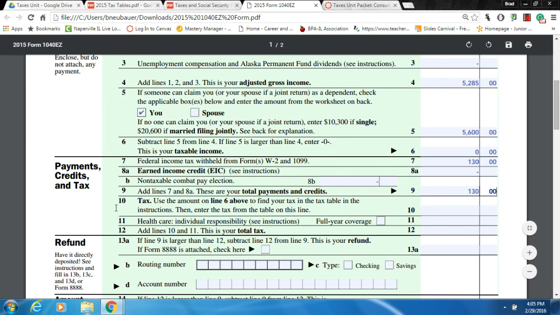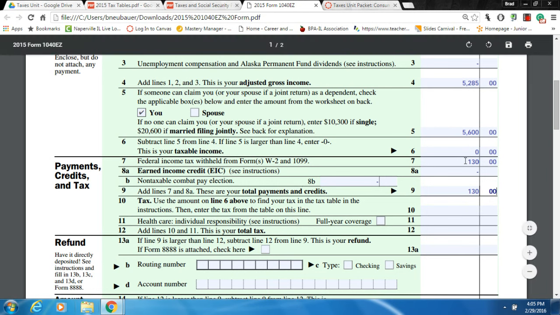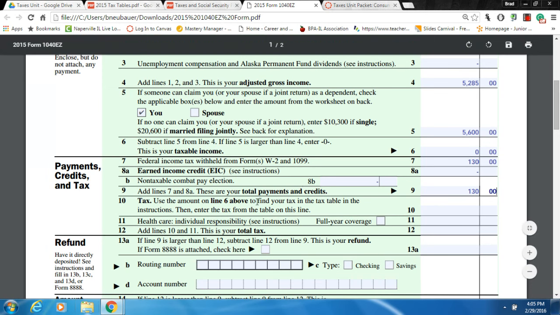A couple other things to be aware of here now is line 10. Okay, this is where you actually have to look up the amount of tax that he should pay. Okay, so he did pay $130. What we need to figure out is, well, how much should he have paid? So use the amount on line 6 above to find your tax in the tax table in the instructions. You may want to make a note here, an asterisk here. This is where you look up your income in the tax table. So I'm going to show you, even though we wouldn't need to do it because he has no taxable income, he wouldn't need to pay any tax.